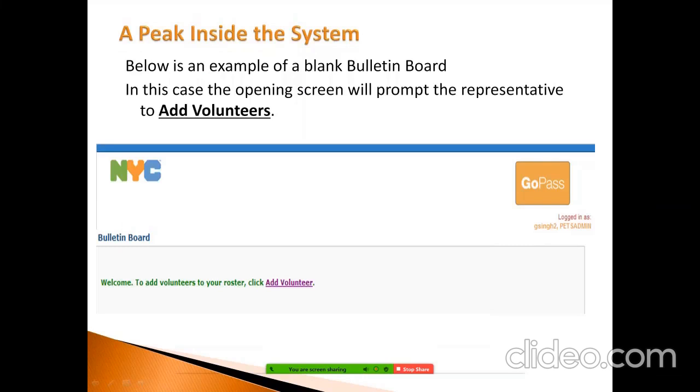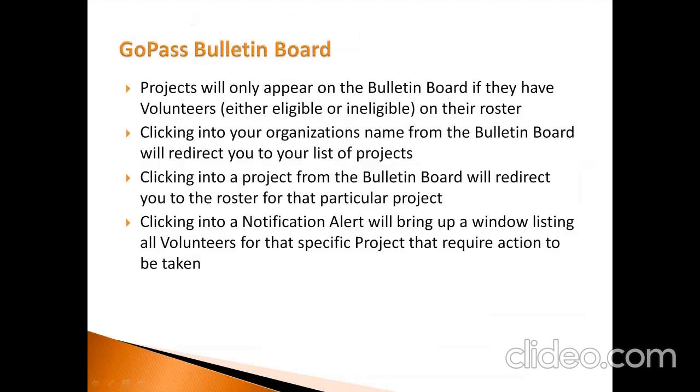In this section, we are going to discuss the utilization of the GoPass system itself. When you first log into the GoPass system, you will see a bulletin board. If you've just started, it will ask you to add a volunteer. Normally, however, the bulletin board will list your projects and show you a summary of information about the volunteers on those projects. You can click through to see details. This slide also outlines additional information regarding the bulletin board point, including redirects and alerts.